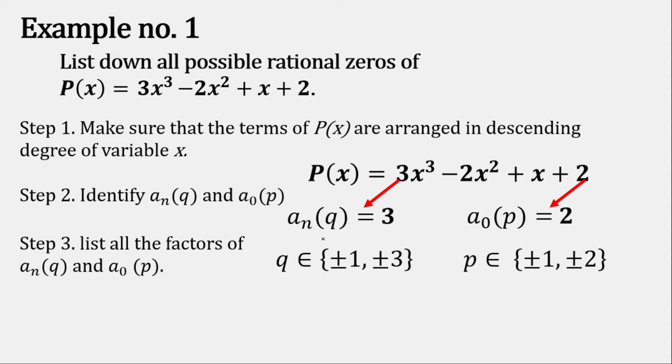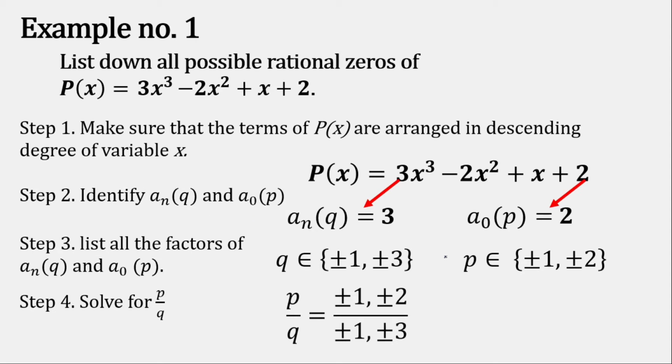Now, for our final step, we need to solve P over Q, because this will give us all the possible zeros of the polynomial function. So we have our P, that is positive negative 1 and positive negative 2, over positive negative 1 and positive negative 3. Now let's simplify it one by one.